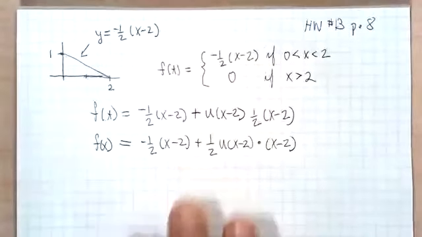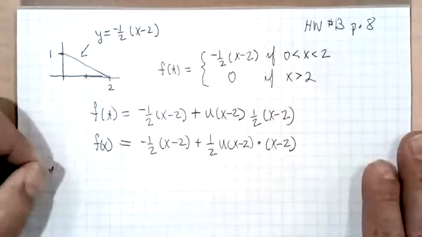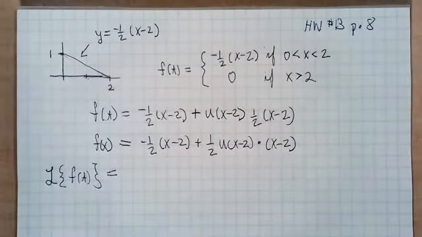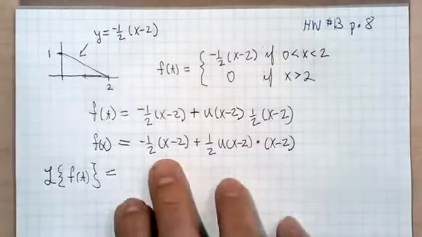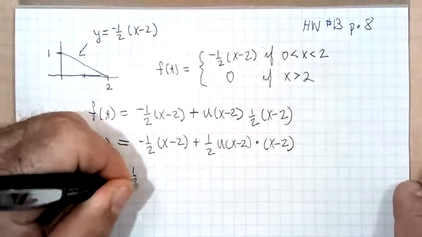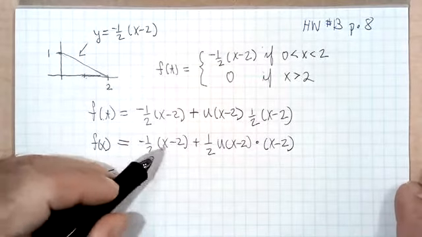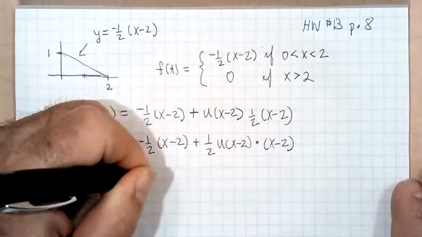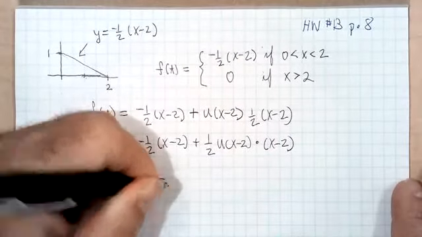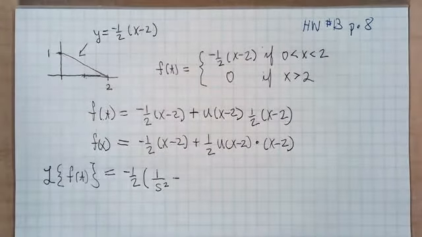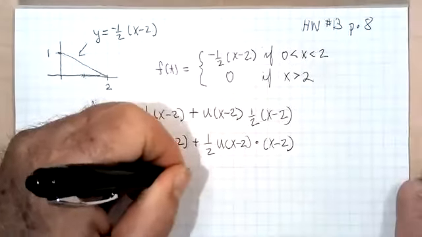Yep, I follow. Okay, so now we want to find the transform of f, little f. I would just transform this first one a piece at a time. I've got minus 1/2, and then the transform of x or t is 1 over s squared. And the transform of minus 2 is minus 2 over s.